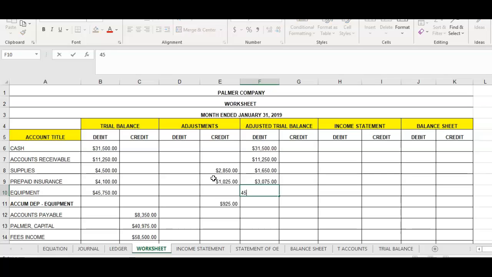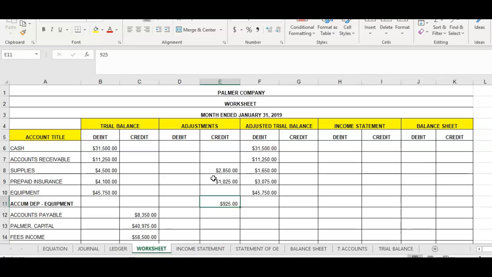So the amount is transferred from the trial balance over to the adjusted trial balance. For accumulated depreciation, initially there was no amount in the account, but the account was adjusted. It was credited for $925.